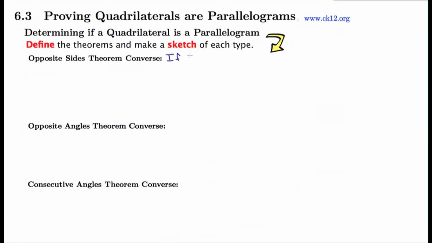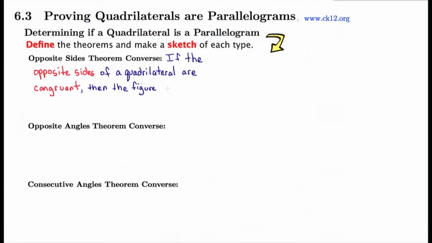Okay, so the opposite sides theorem converse states, if the opposite sides of a quadrilateral are congruent, then the figure is a parallelogram. So here's a sketch. We know opposite sides are congruent, and it's a parallelogram.